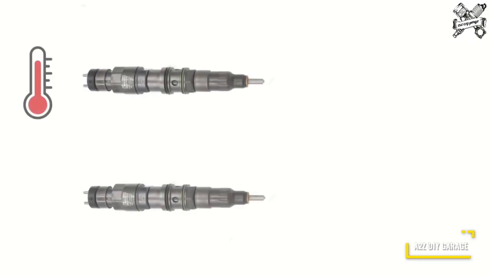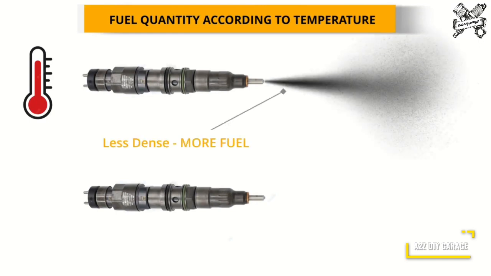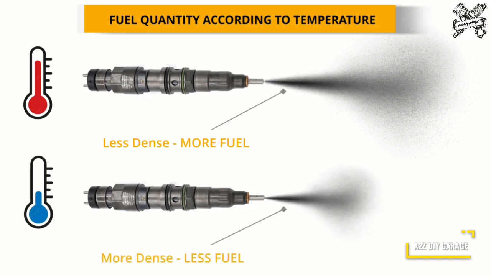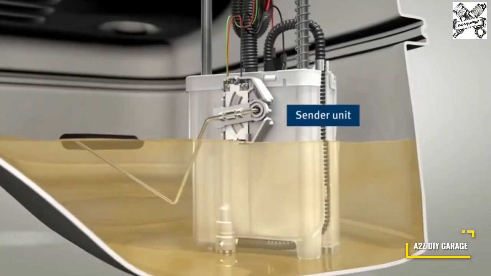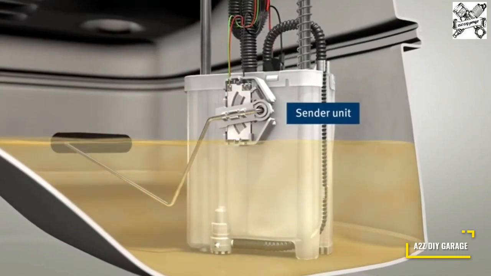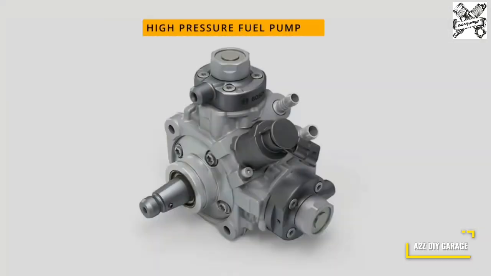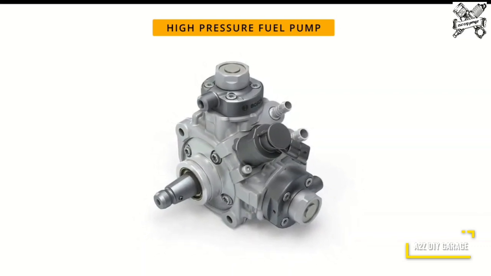When the fuel is warm, it's less dense and burns more readily, so the ECU injects more fuel. When the fuel is cold, it's more dense, so the ECU injects less fuel. This optimizes the engine's performance. Some brands place this sensor on the sender unit, which is located inside the fuel tank. In some other brands, it is located on the high pressure pump, attached to the engine.